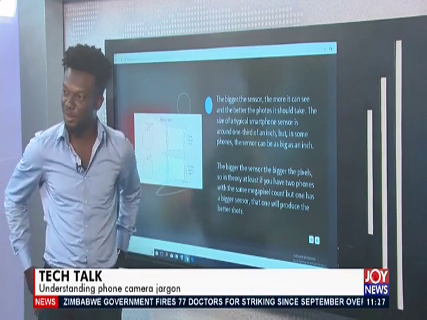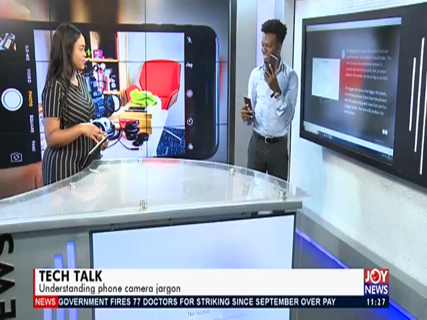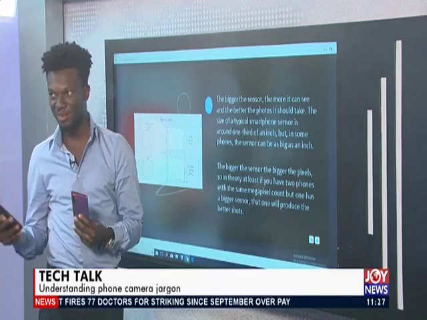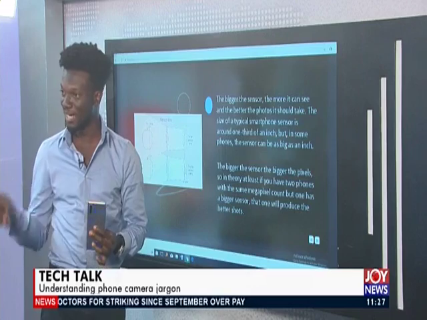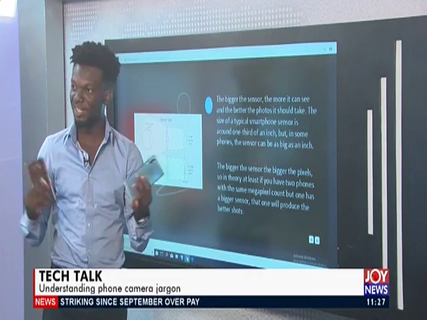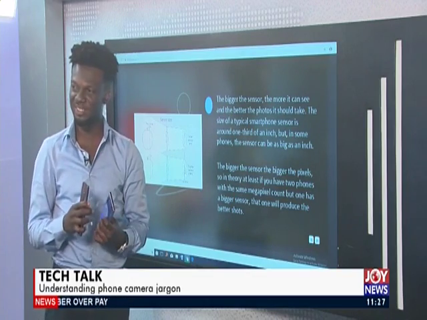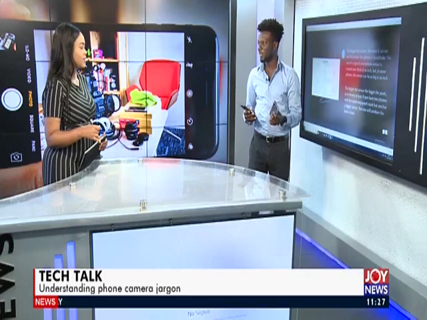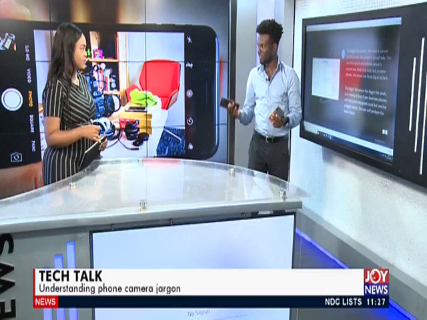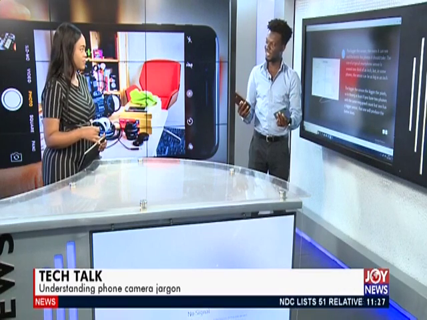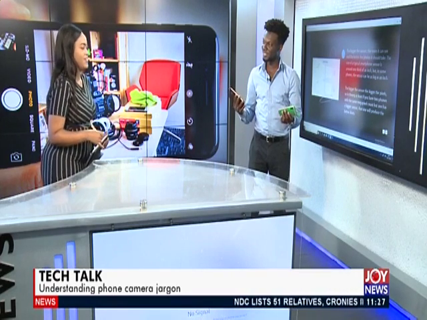If you have 2 cameras with the same megapixel count, the one with the bigger sensor will take better pictures. So you have to do your research and find out the size of the sensor. Even if both are 14 megapixels, the one with the bigger sensor would be the best picture taker.